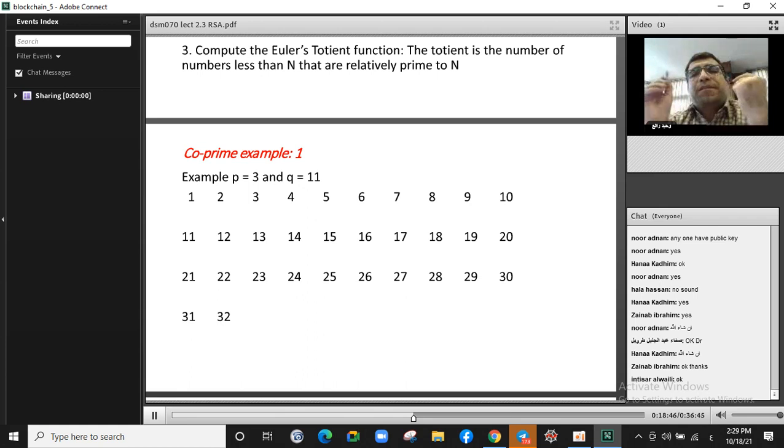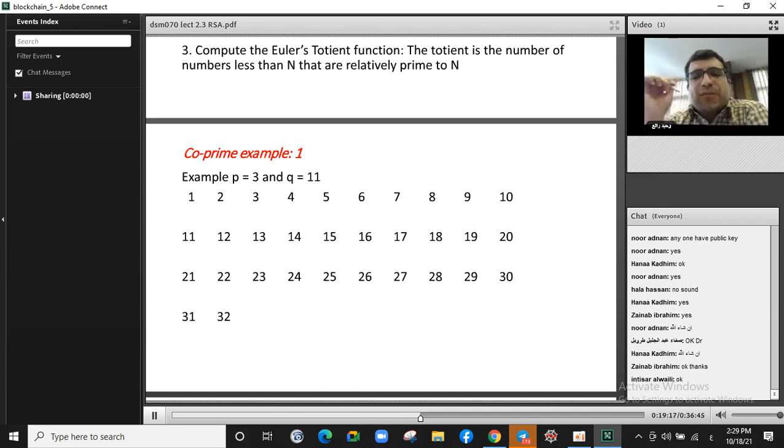Okay, so phi n is the totient of n. So here you can see all the numbers from 1 to 32, all the numbers which are less than n: 1, 2, 3, blah blah, 32, which are relatively prime to n. What was n? N was 33.